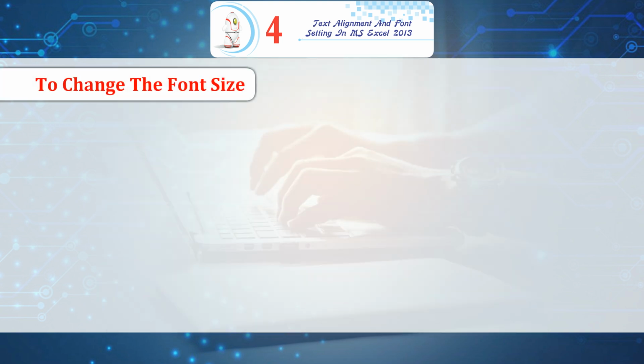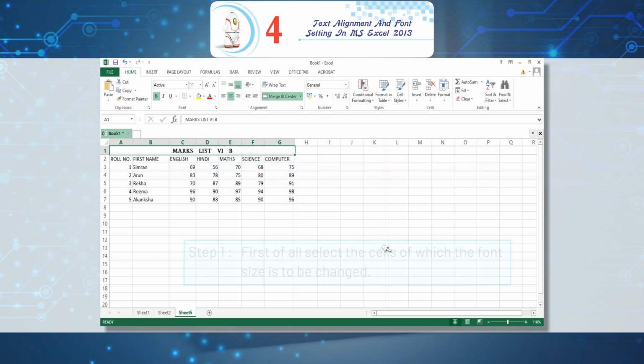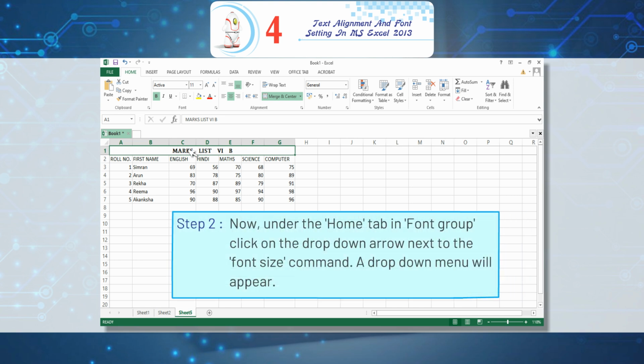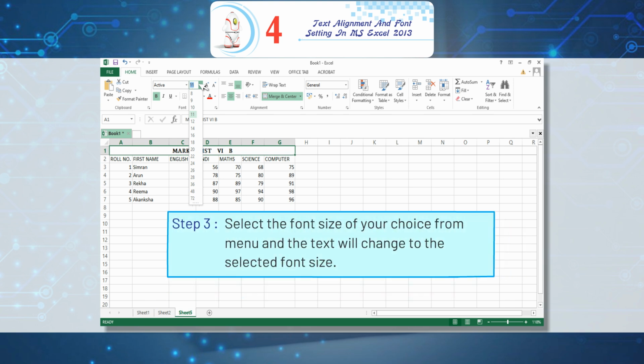To change the font size, following are the steps. Step 1. First of all, select the cells of which the font size is to be changed. Step 2. Now under the Home tab in the Font group, click on the drop-down arrow next to the Font Size command. A drop-down menu will appear. Step 3. Select the font size of your choice from the menu and the text will change to the selected font size.